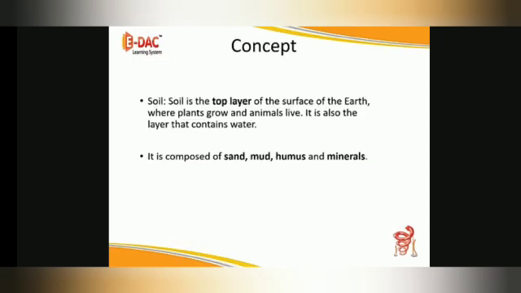Let us learn about the concept of soil. Soil is the top layer of the surface of the earth where plants grow and animals live. It is also the layer that contains water. It is composed of sand, mud, humus, and minerals.